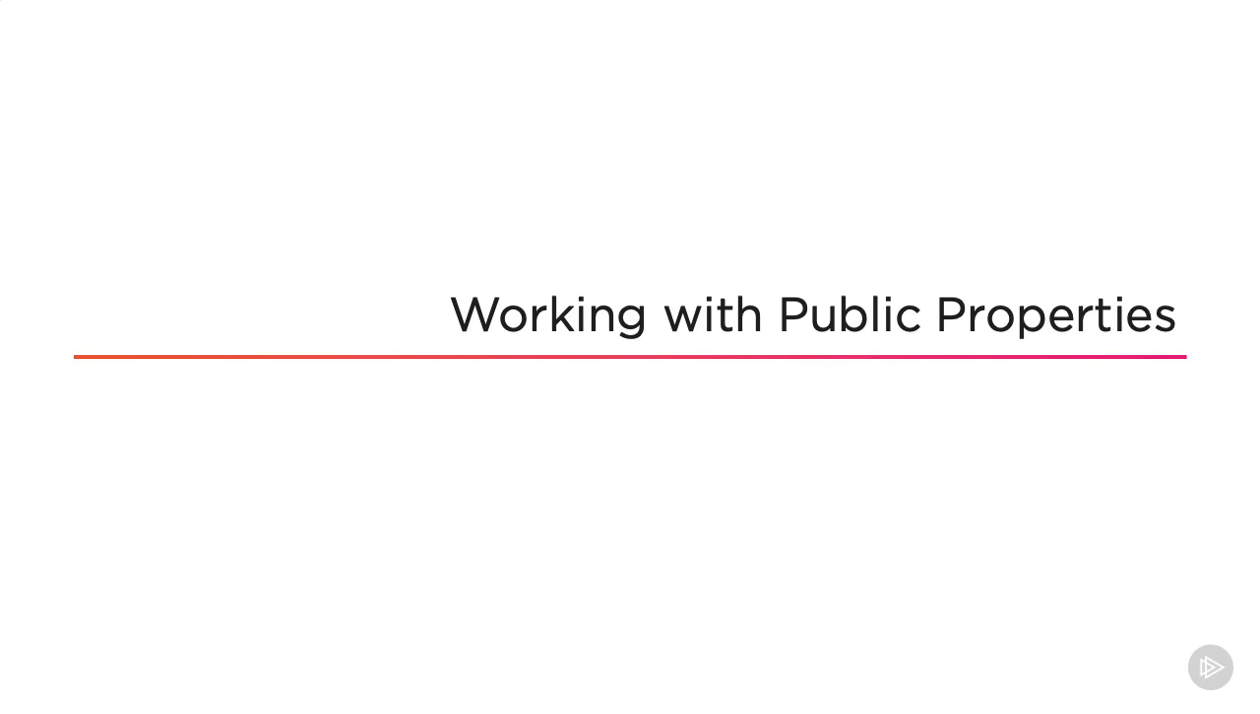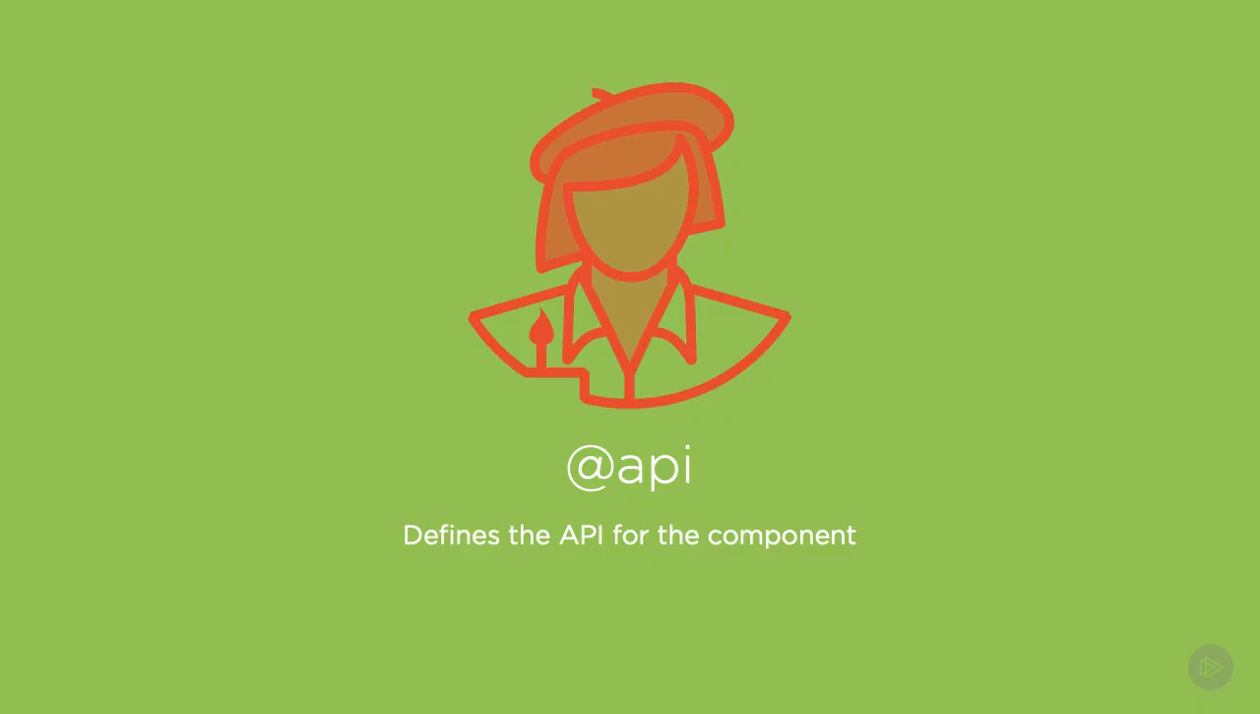In this clip, I will be going over how public properties can be used to pass data from a parent component to one or more children components. And that brings us to the @API decorator, which is a special decorator used by Lightning Web Components to expose public properties or methods. By doing this, you essentially create an API for your component.